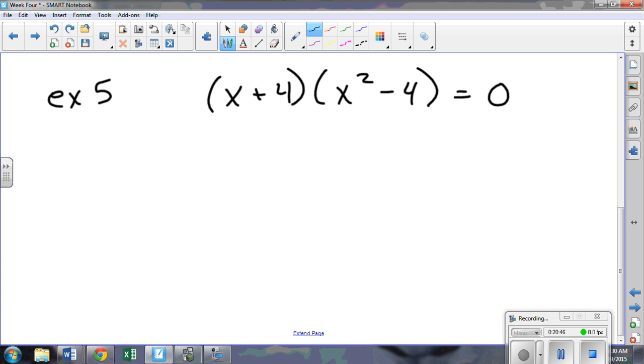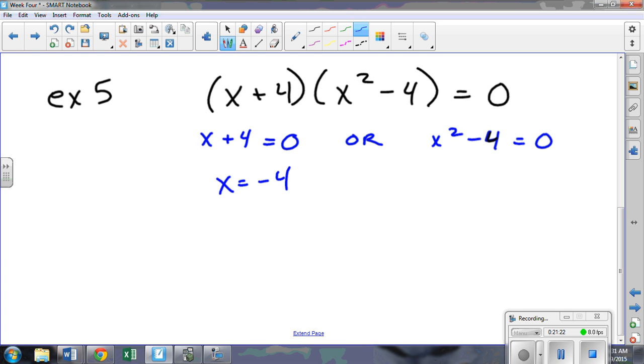Tell me what we would need to do to solve this one. Well, we'll consider the first number equals 0 or the second number equals 0. So what are your solutions for the first equation? Okay, what are your solutions for the second equation?